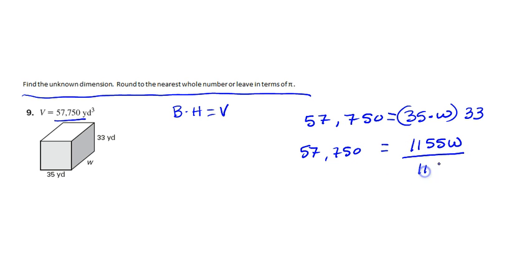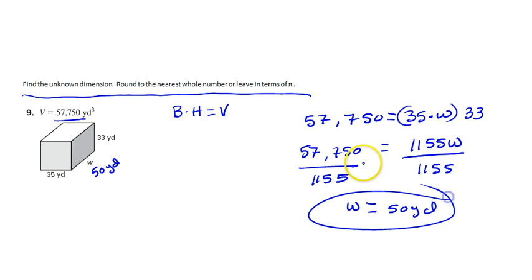I'm going to divide both sides by 1,155, which will give me W equals 50 yards. So this dimension of my base would be 50 yards. So that's how I would go about finding an unknown dimension.